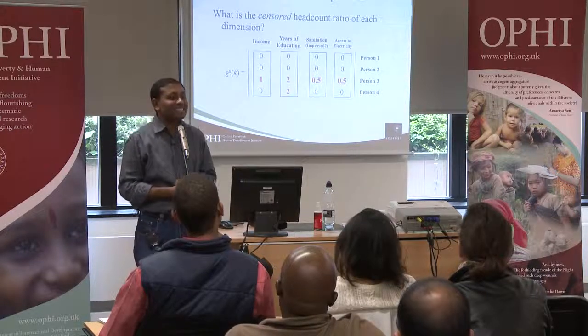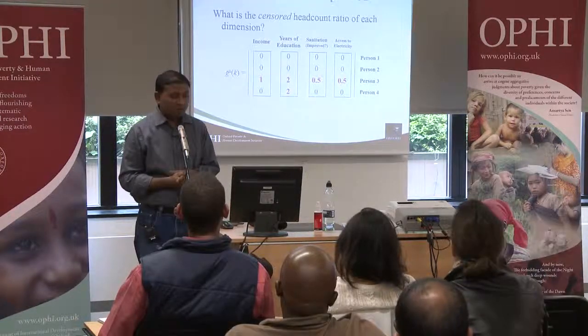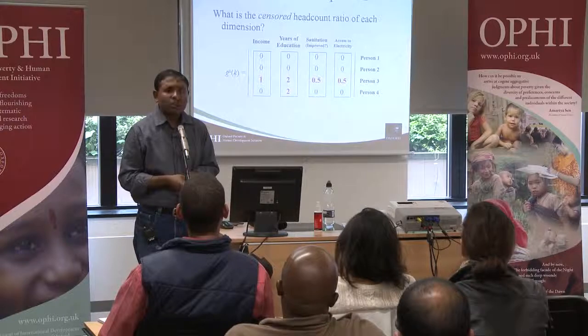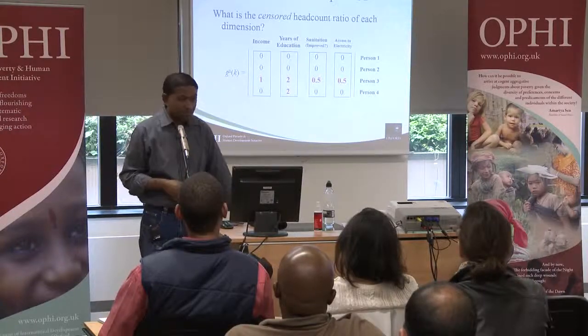Louder, please. For income, 1/4, education, half, and then 1/4 and 1/4. Perfect. So this is how you compute.